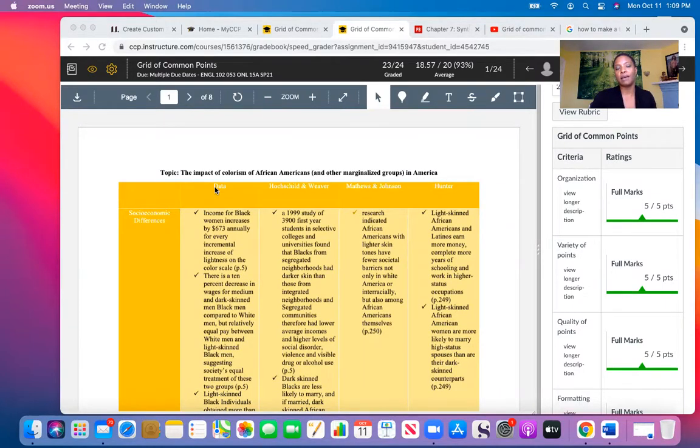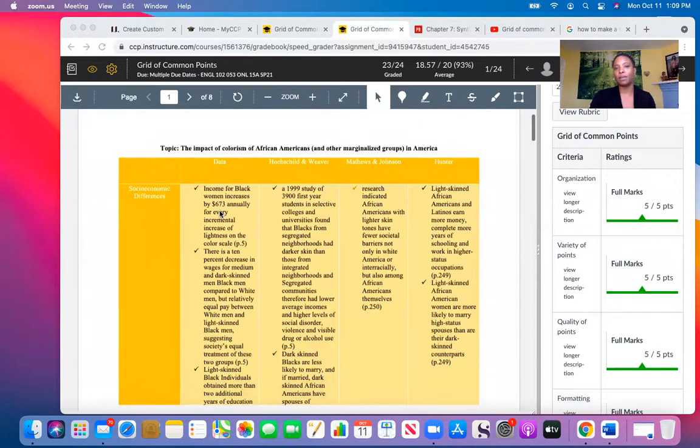Here she has the authors, and she's just using their last names: Data, Hochschild and Weaver, Matthews and Johnson, and Hunter. And here she has the overarching theme she's seeing: socioeconomic differences, and she's talking about this in relation to her topic. So income for Black women increases the lighter you are, which is fascinating. This is what Data says about it. This is what Hochschild and Weaver say about socioeconomic differences. This is what Matthews and Johnson say. This is what Hunter says.